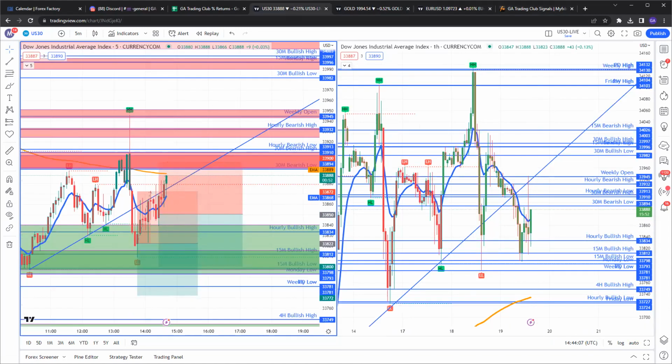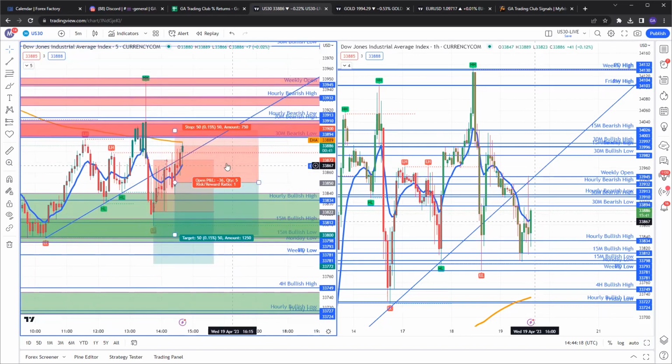Yeah, for this US 30, honestly, I'm not liking it where it's at right now, but there's still this supply zone. Yeah, US 30 today is just a fake out.